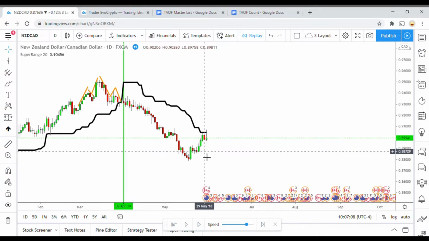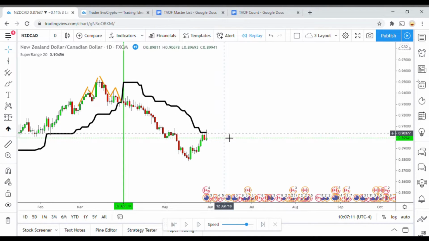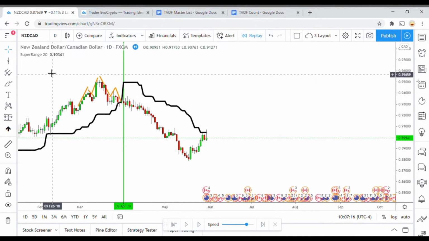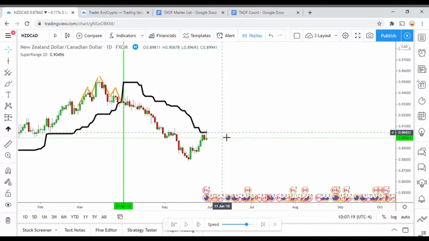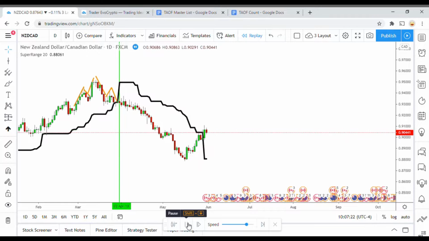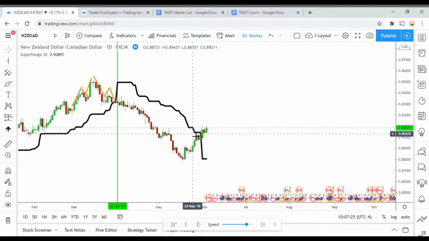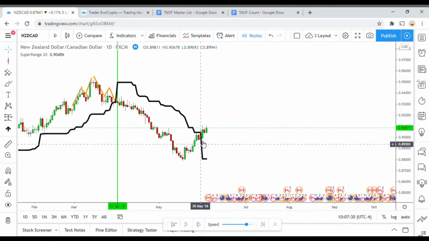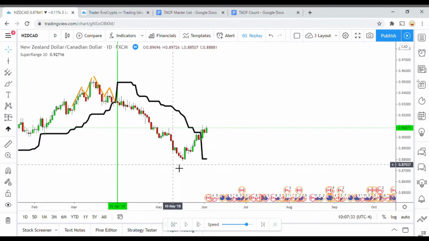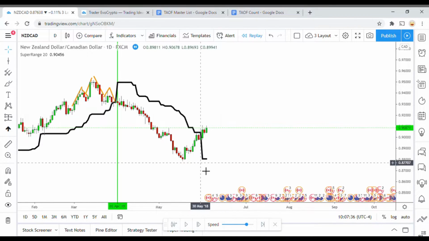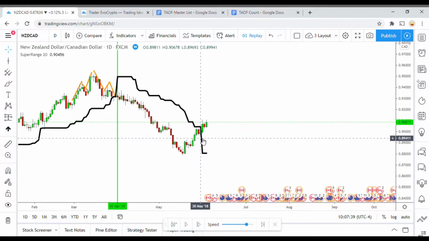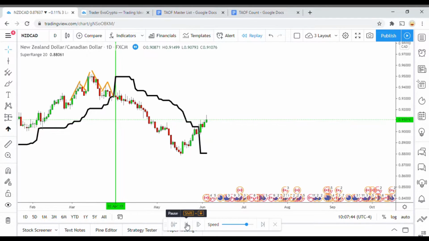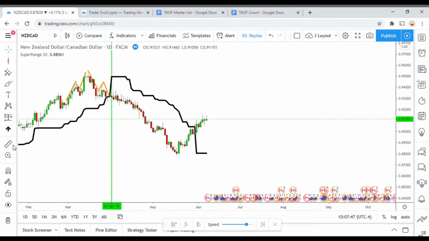But it's safe to assume that had we set our first take profit at the super range line, we would have hit first target, and we would have hit possibly second target had we set it up even higher. So there is a very good price action pattern right there that took place, and you see we would have gotten a good trade out of it. Now we have a trade with our indicator here. Let's see what it does.